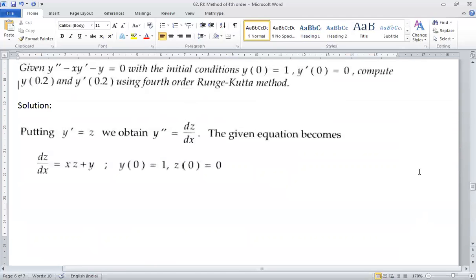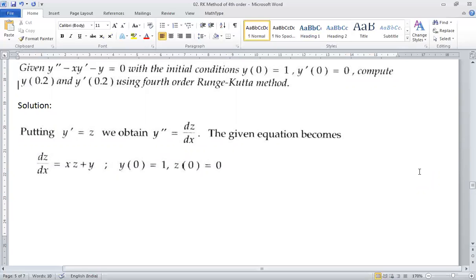Now let's see a problem to understand this method in a better way. The problem says: given y double dash minus xy dash minus y is equal to 0 with the initial conditions y of 0 is equal to 1 and y dash of 0 is equal to 0, compute y of 0.2 and y dash of 0.2 using fourth order Runge-Kutta method.